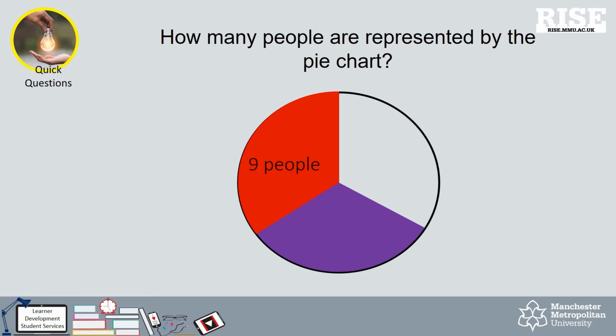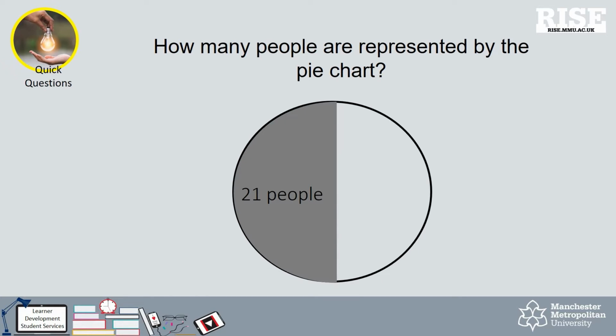This time I'm not going to tell you how much the whole pie chart represents, but I'm just going to tell you one section of it. You need to find out how many people are represented by the entire pie chart. Here I tell you that the section of people who chose red is 9. You can see that red is 1/3 of the pie chart. So if 1/3 is 9, then there are 9 people in each section. That's 27 altogether.